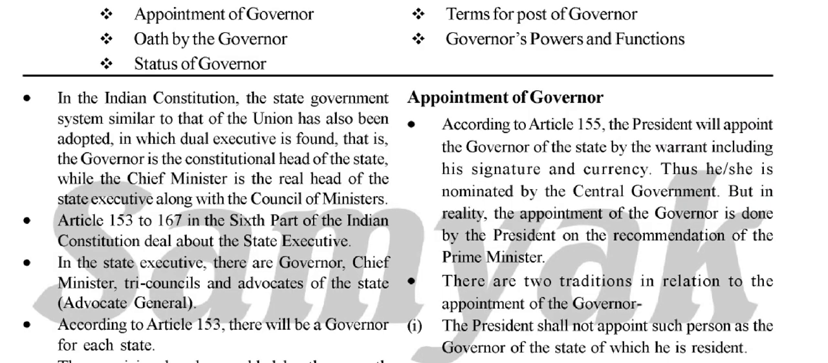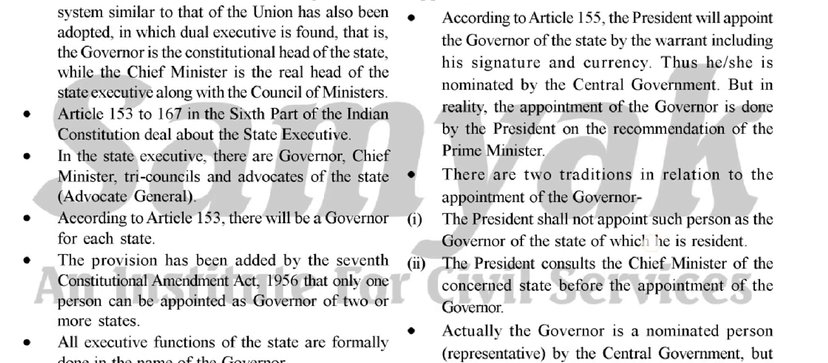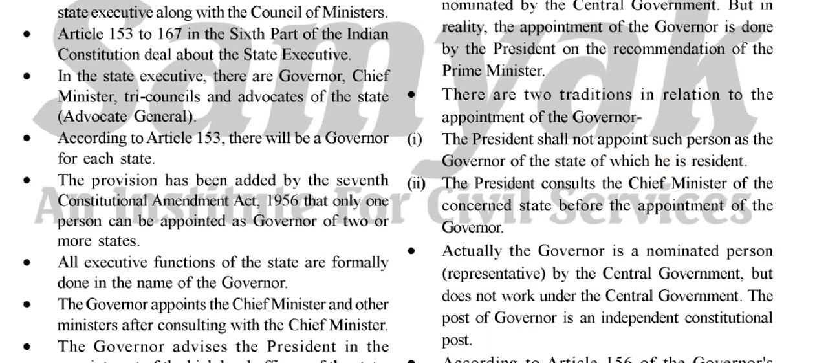Governor. In the Indian Constitution, the state government system similar to that of the Union has also been adopted, in which dual executive is found. That is, the governor is the constitutional head of the state, while the chief minister is the real head of the state executive along with the council of ministers. Article 153 to 167 in the sixth part of the Indian Constitution deal with the state executive. In the state executive, there are the governor, chief minister, council of ministers, and the advocate general of the state.